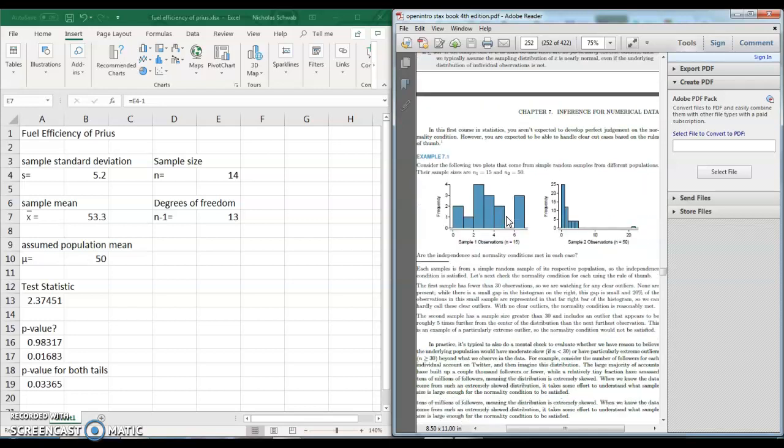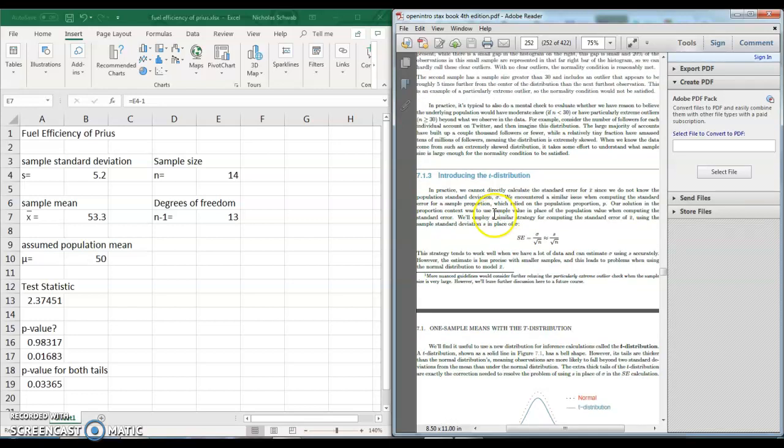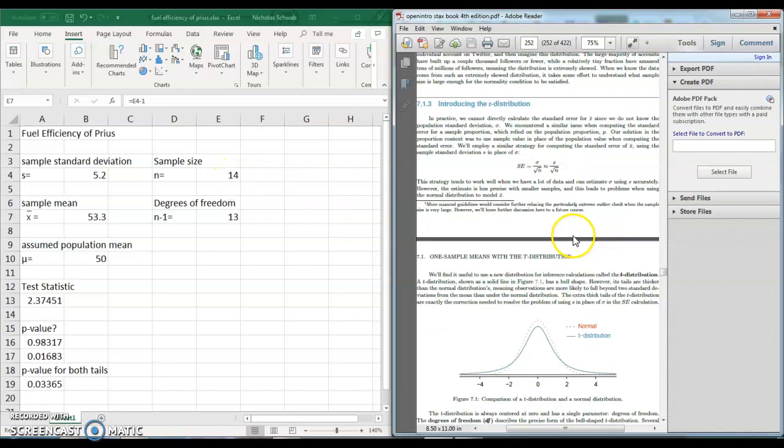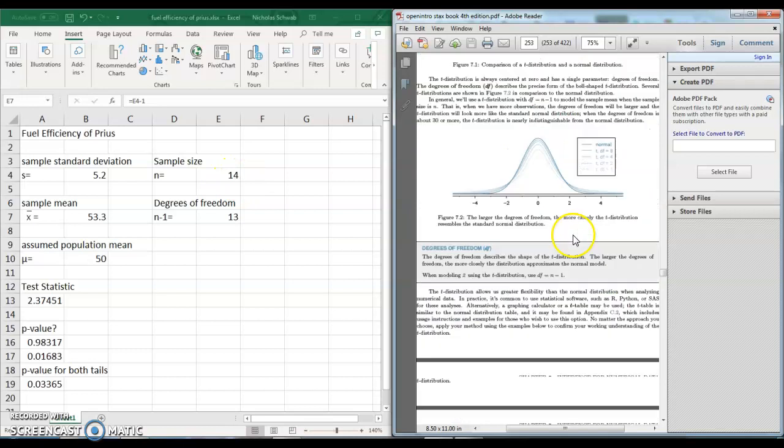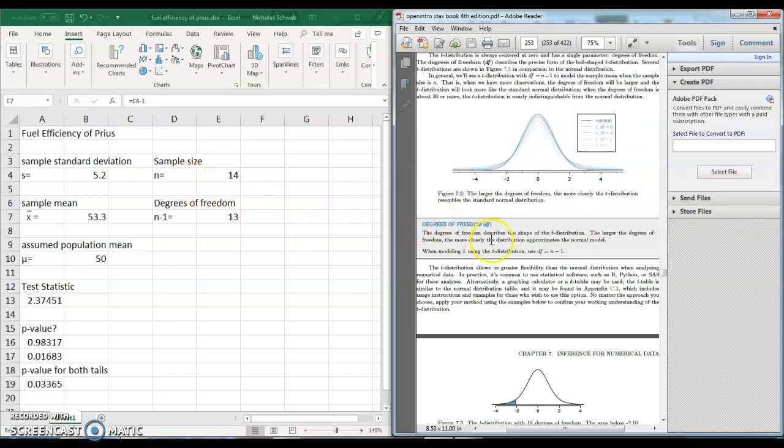So what we do is scroll down. And what we're going to do instead is use the t-distribution. And the t-distribution gets around it not having a large sample by saying, just take your sample standard deviation, S, when you're computing your standard error. And when you have a small sample size, we're going to change our distribution every single time. And that'll be dictated by the degrees of freedom, which is always 1 less than your sample size. All right. Let's see. 14 minus 1 is 13.